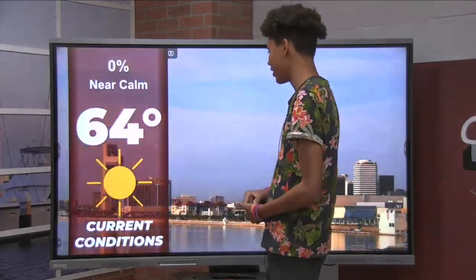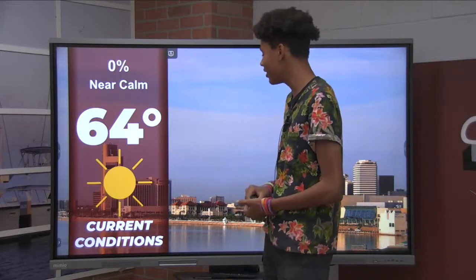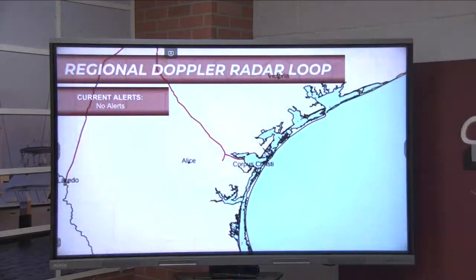Happy Tuesday, everybody. Temperatures are still in the mid 70s, high 60s. Looking at our current conditions here today, 64 degrees with near calm winds with clear skies and 0% chance of rain. Just how I like to see it. Looking at our regional radar for today, we are currently under no alerts and we are dry throughout the whole area.